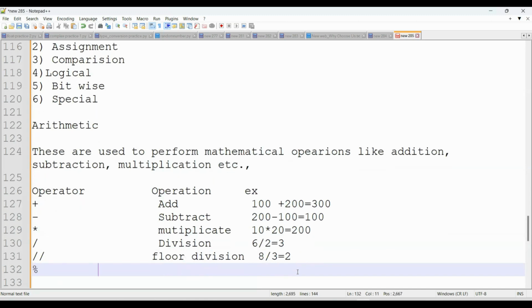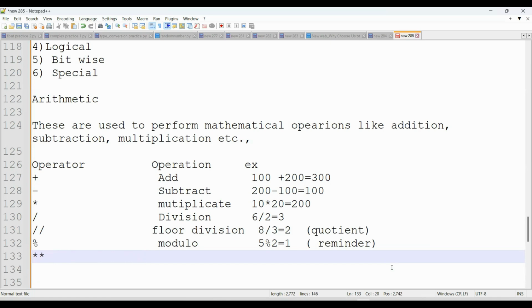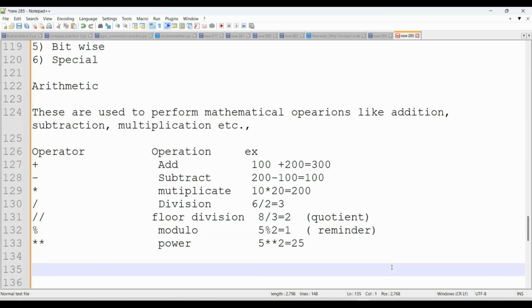Then percent, modulo. For example, 5 % 2. Here 2 times 2 is 4, so the remainder is 1. Here the remainder, there the quotient, like this. Then double star, that means this is a power operator. For example, 5 ** 2 is equivalent to 5 squared, that means 5 into 5, which is 25. So these are arithmetic operators.